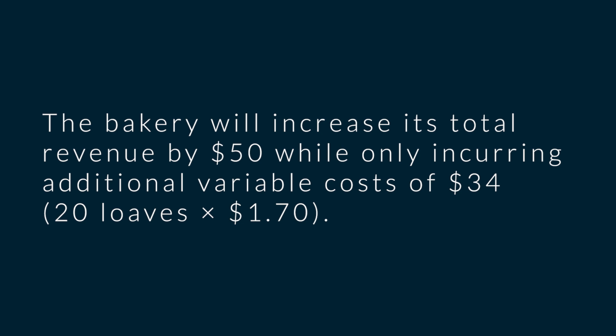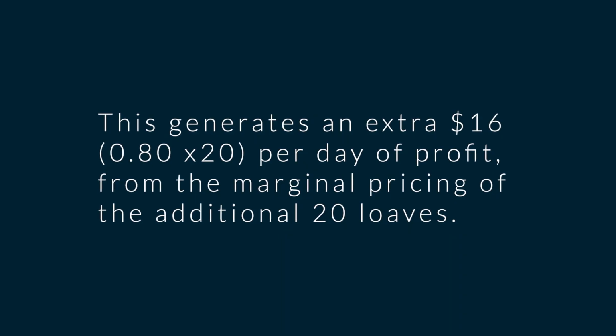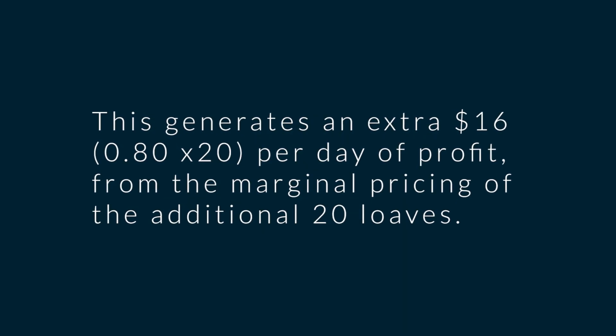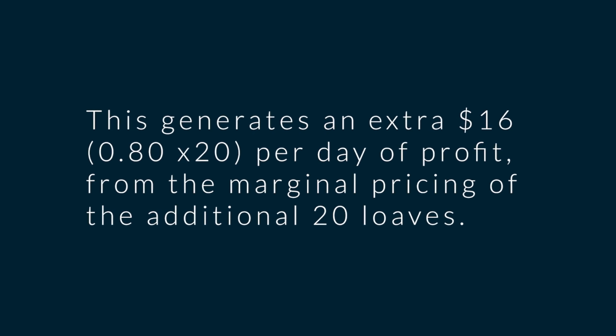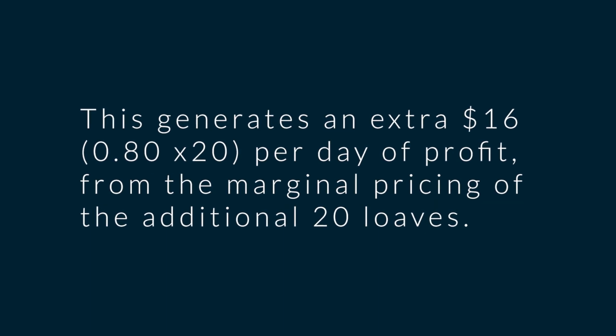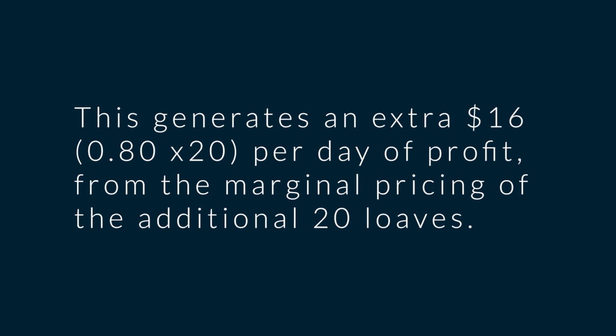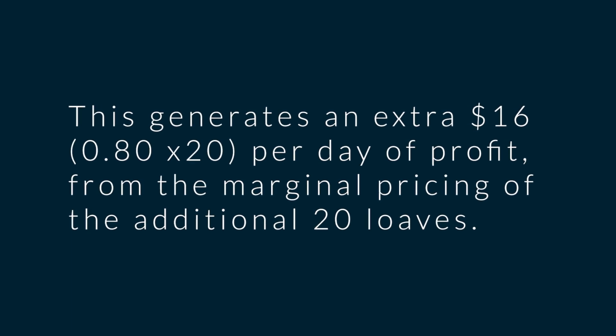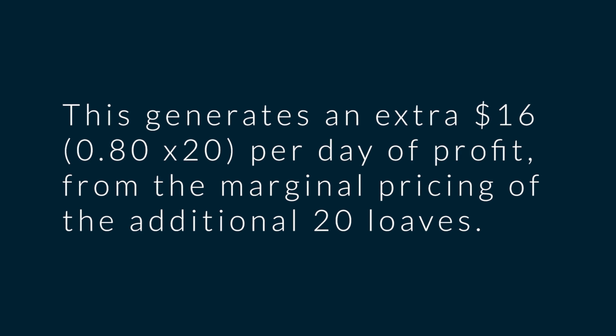variable cost of $34. That is 20 times 1.70. That's the assumption. The assumption is, since you're already incurring fixed costs, for this extra one you're just going to incur variable cost. And so that will give the business an extra $16, that is 0.8 times 20. Remember our difference between the price you're selling and the variable cost was 0.8. So that becomes our profit per day.